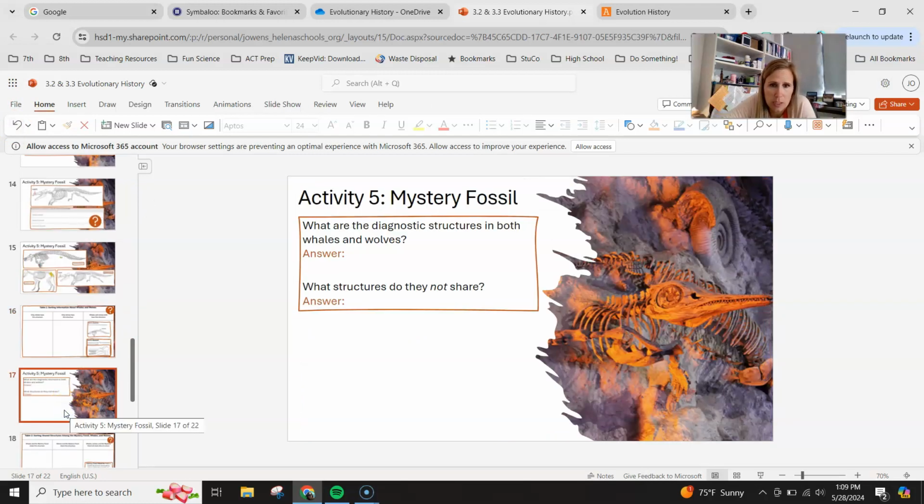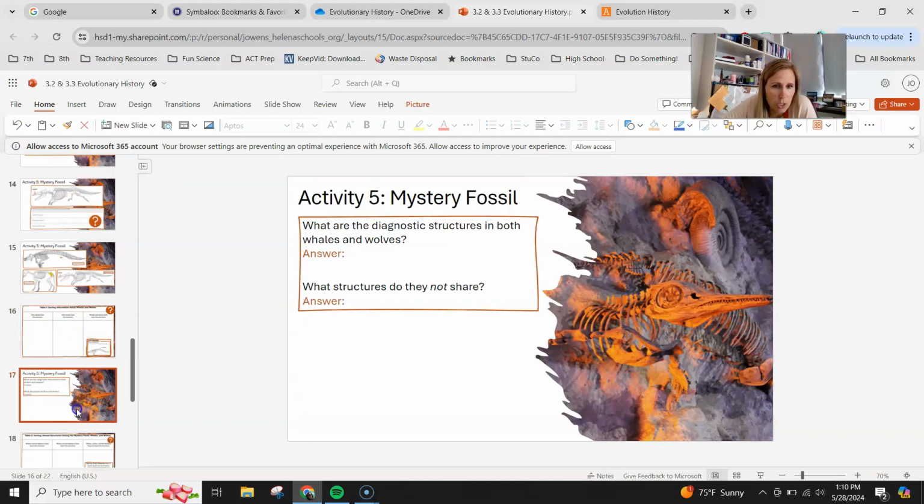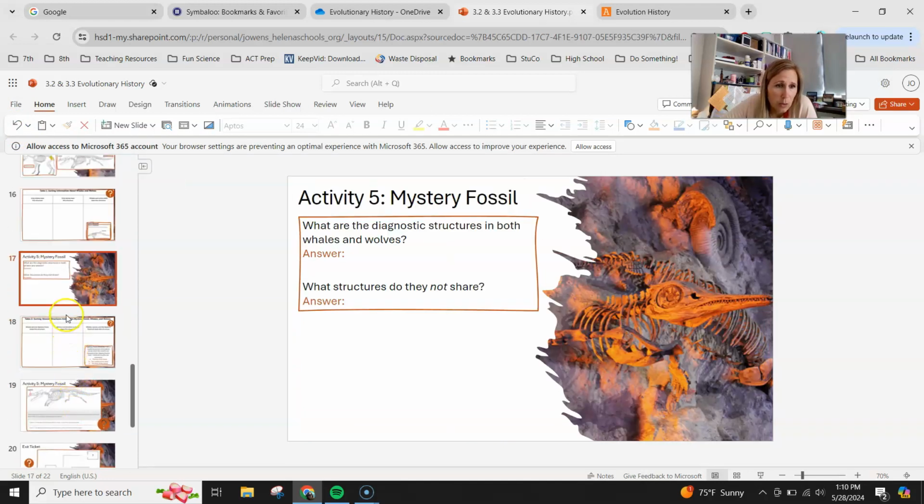Then answer these two questions. What are the diagnostic structures in both whales and wolves? So again, look at those little colored spots. And what structures do they not share? So that's the first thing you are going to do, figure out what they share and don't share. So go ahead, take a second, pause, complete slides 16 and 17, and then when you are done, come back to this video and I'll explain the next part.